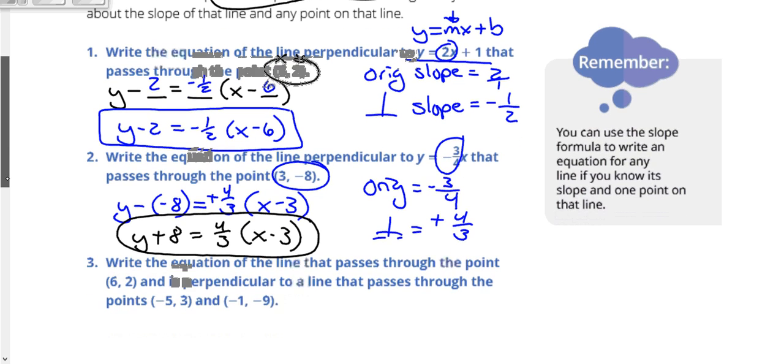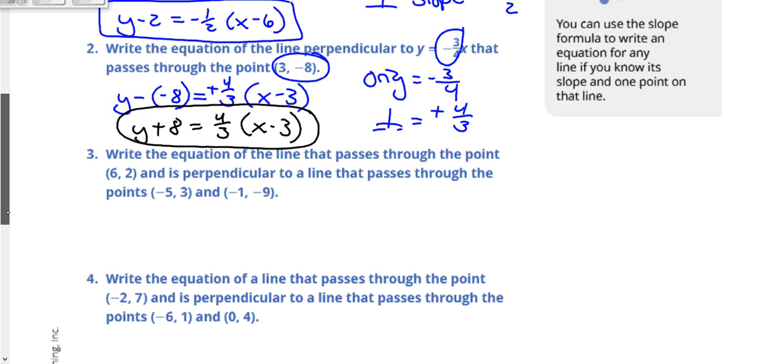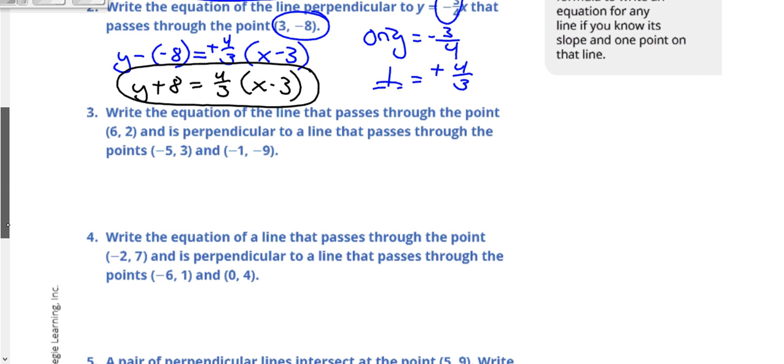All right. I want you guys to try number 3. Well, actually, we'll do it together, because it's a little bit different. All right, so we're going to write the equation of the line that passes through the point. So again, we already have our point here, but they don't give us our slope. We have to find it out.